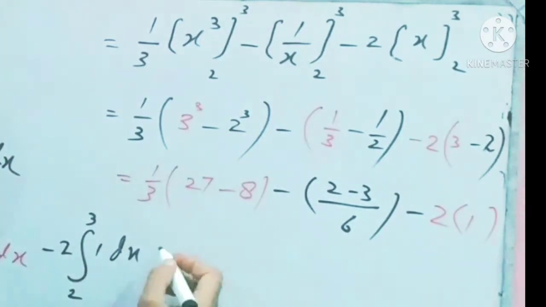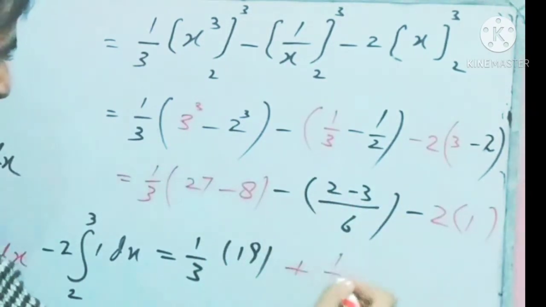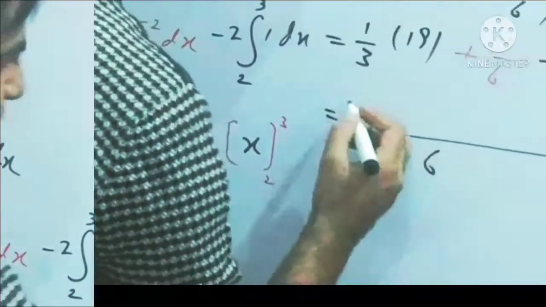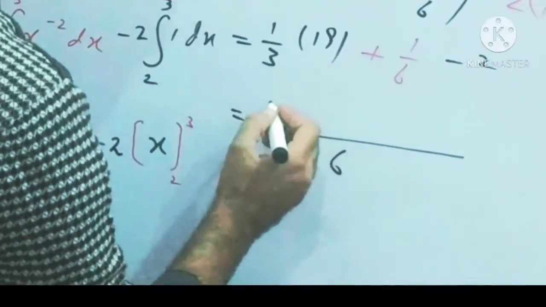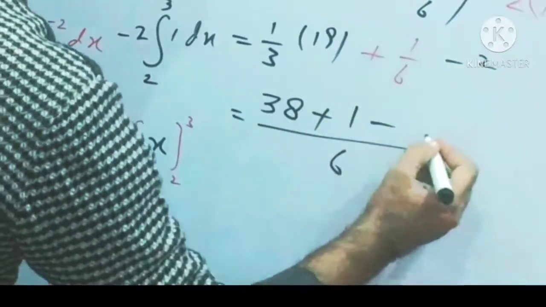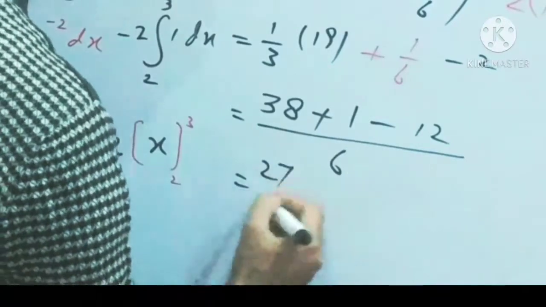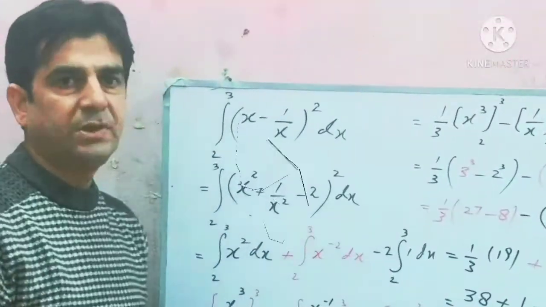So, a very interesting question. 1 by 3, 19, 2 minus 3 minus 1 plus 1 by 6 and minus 2. 3 2s are 6, 2 19s are 38, plus 1. 1 6 are 6, 2 6s are 12. 39 minus 12, 27 by 6. Very easy question. Now we shall go.